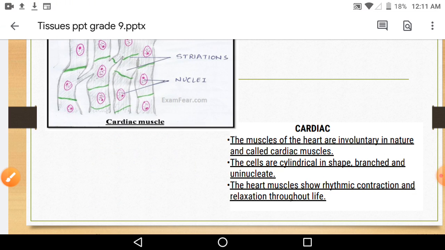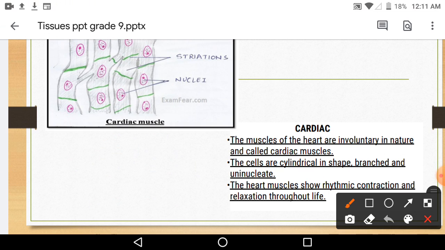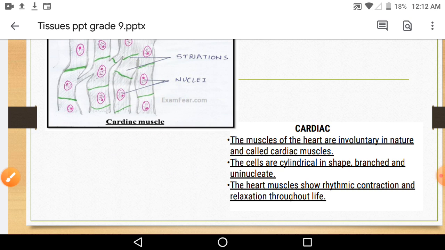The cells are cylindrical in shape, branched, and uninucleate. They are cylindrical in shape. They are branched, with branches like this, and they have only one nucleus, uninucleate. The heart muscles show rhythmic contraction and relaxation throughout life.